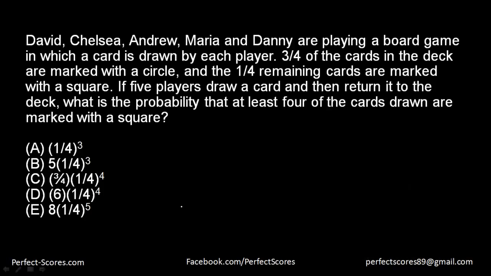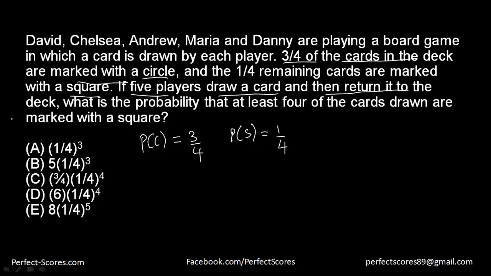Now this question says that David, Chelsea, Andrew, Maria and Danny are playing a board game in which a card is drawn by a player. And the question says that 3/4 of the cards in the deck are marked with a circle. So the probability that I will have a circle card is 3 by 4, and the remaining 1/4 cards are actually marked with a square. That means the probability that it will be a square is 1 by 4. Now the question is saying, if 5 players draw a card and then return it to the deck, what is the probability that at least 4 of the cards are marked with a square?